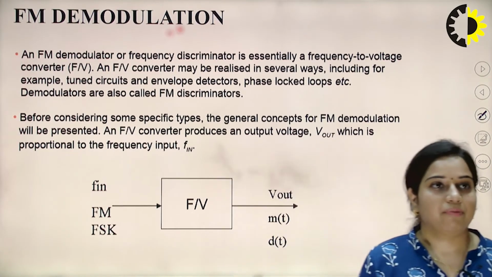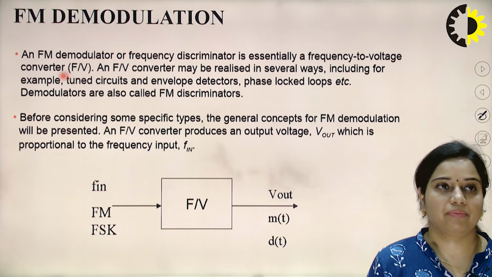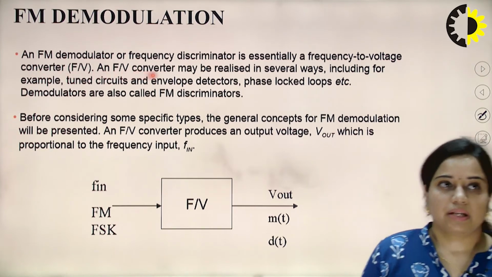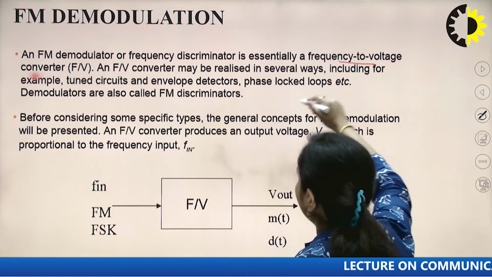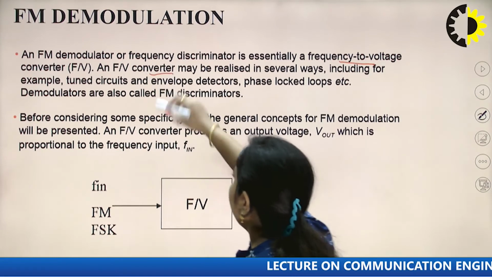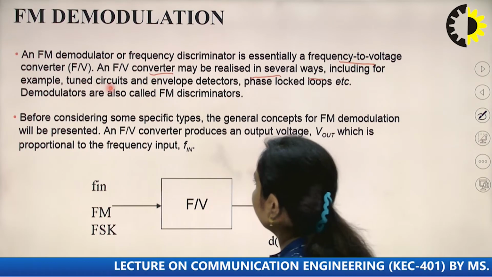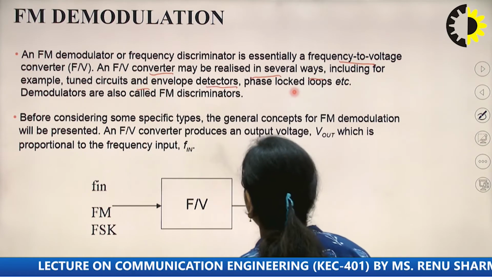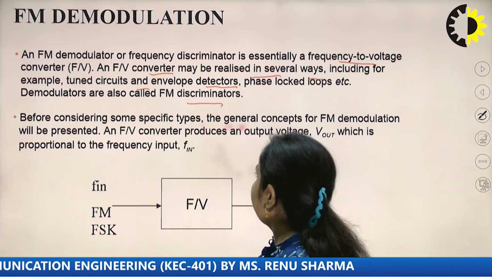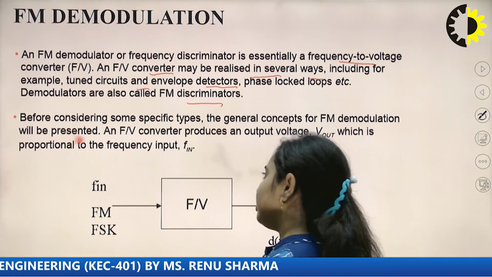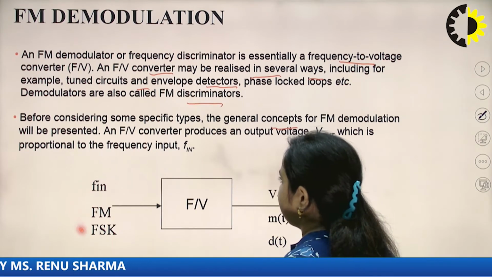Now next will be the FM demodulation. What is FM demodulation? We have discussed FM modulation in the earlier lecture. In the case of FM demodulation, or the frequency discriminator, it is essentially a frequency to voltage converter, and a frequency to voltage converter may be realized in several ways, including for example a tuned circuit, an envelope detector, or a phase lock loop, that is PLL. So demodulators are also called FM discriminators. Before considering some specific types, the general concept of FM demodulation will be presented over here.